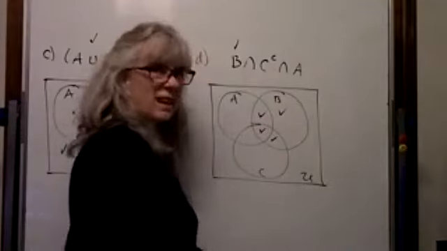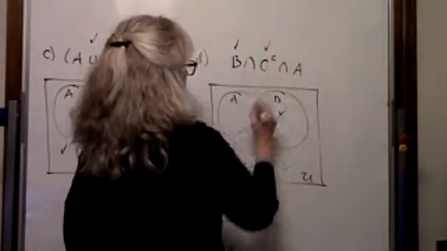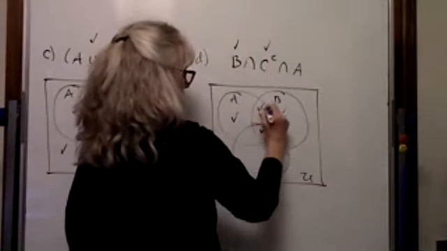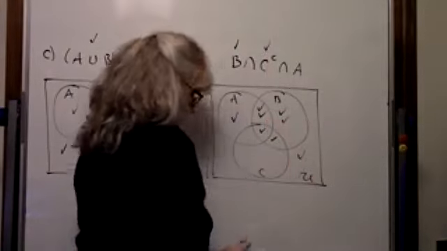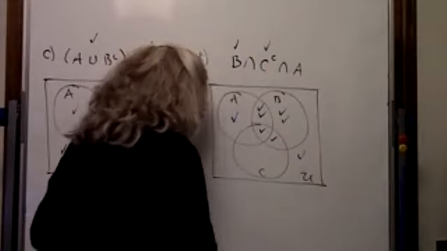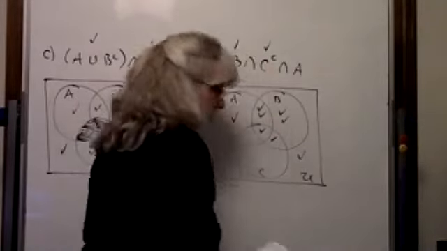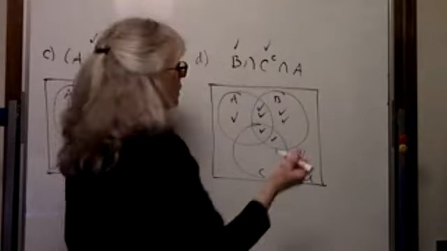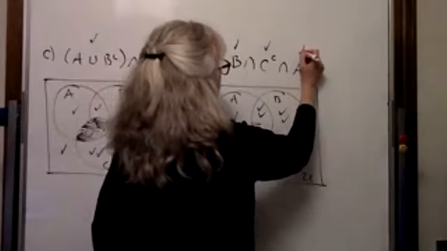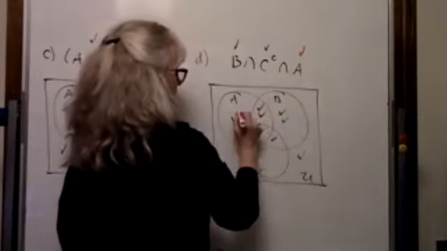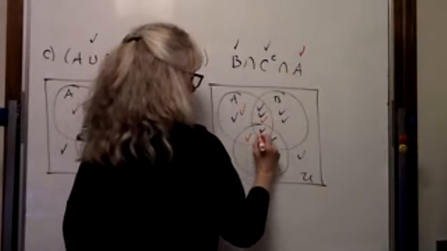C complement is everything outside of C. I'm going to do that in blue. So this is outside, this is outside, this is outside, and so is this one. That's in blue. And then I'm going to pick up red, which really is hard to see, but it's red. We're going to do A complement. So I'm sorry, just A. A is this region, this region, this region, and this region.